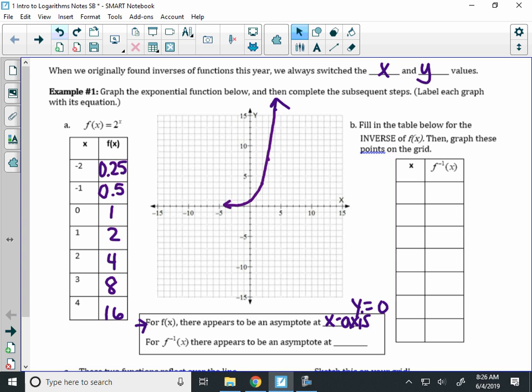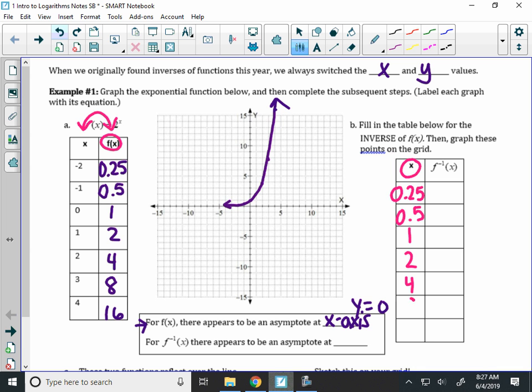Alright, now let's skip to B. So fill in the table below for the inverse of f of x. Remember, the inverse flip-flops the x and the y values from the original table. So all you have to do over there, in the column that says f of x, that's going to be under the x's now. So you'll start with 0.25, 0.5, all the way up to 16. That's your new x's. Your f inverse of x, or your y's, is the same as the original x column.